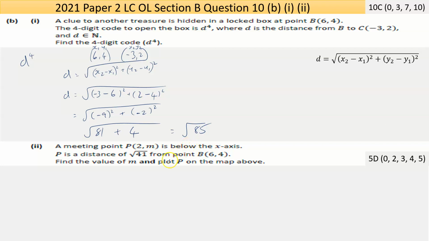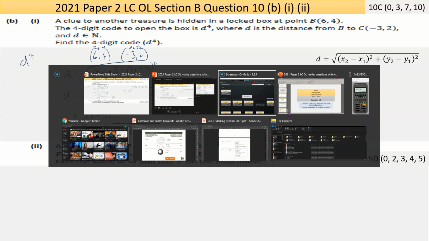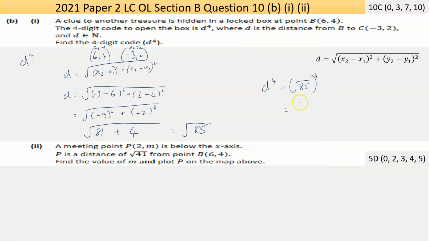Now, D to the power of 4, okay, we said in the question, is that number to the power of 4. I could do it by hand, or I could use my trusty calculator, which is what it's for, if I can find it. So put in brackets the square root of 85. I'm going to close the brackets, and that's to the power of 4. Press equal. I got the number 7225.